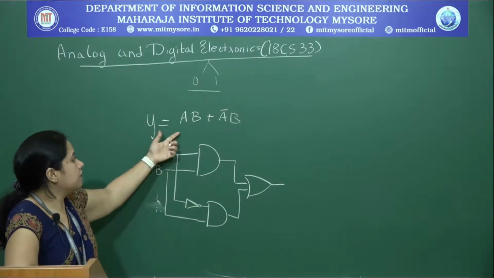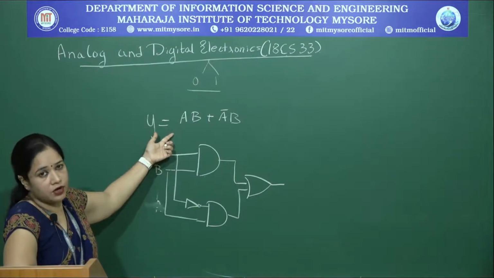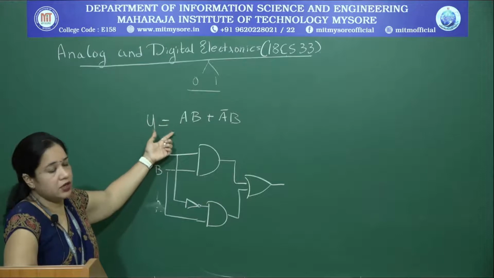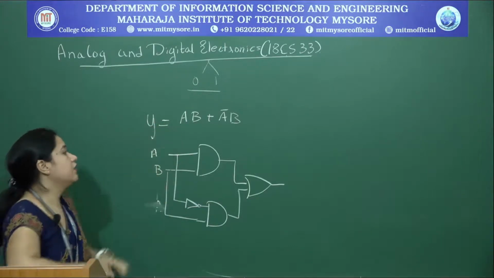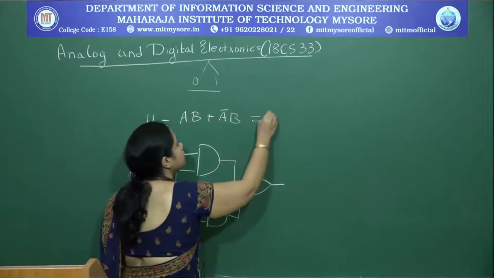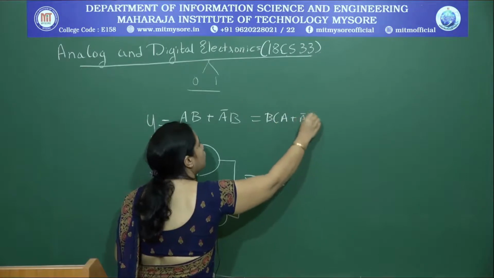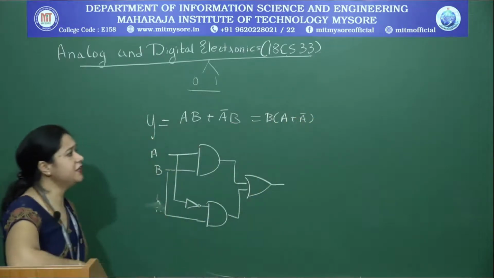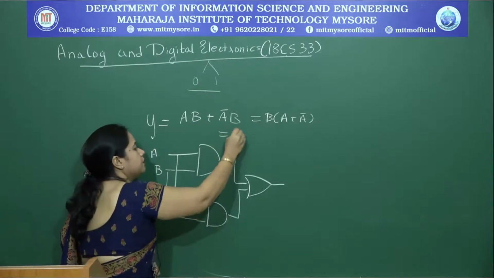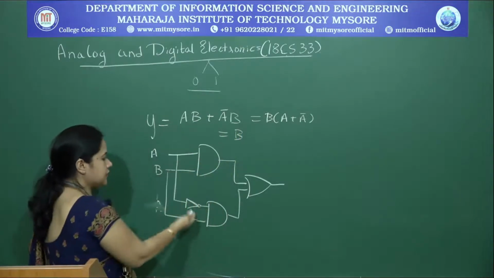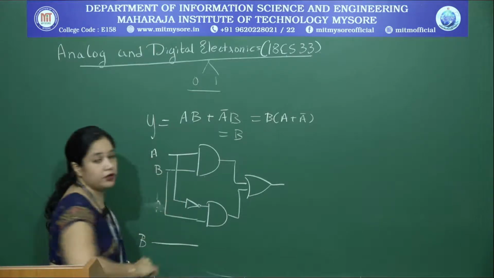So if you can see here, B is common. So if I take B common, you just recall the fundamental theorems and rules you have used in your Boolean algebra to solve this. If I take B as common here, I will end up getting A plus A bar, and you know from the identity theorem A plus A bar is 1. So this is going to be B. So this entire circuit is equivalent to B. I don't need A, it is independent of A.